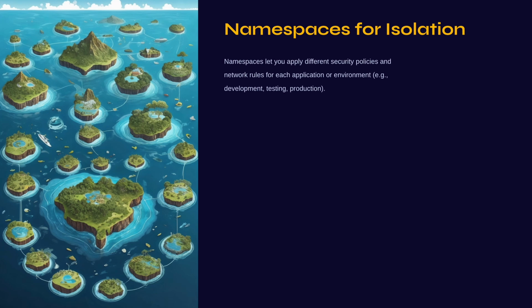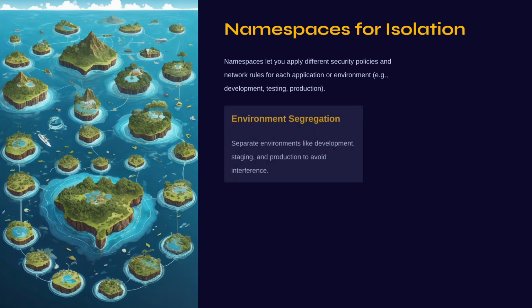This means you can apply different security rules for each application or environment, like development, testing, or production. Imagine namespaces like different rooms in a house. Each room has its own purpose, but they're all part of the same house. Using namespaces gives you a few important benefits.